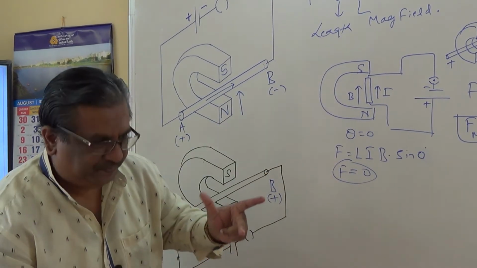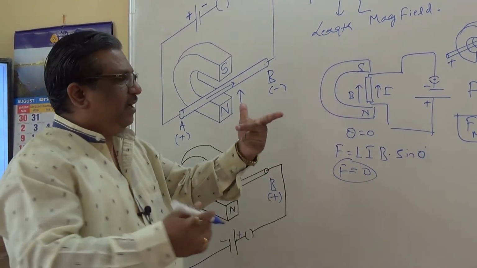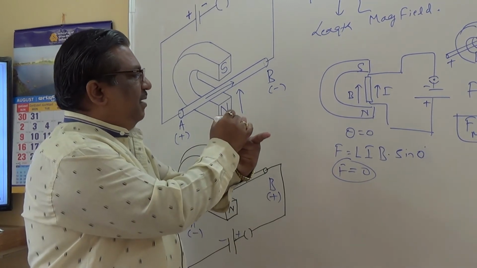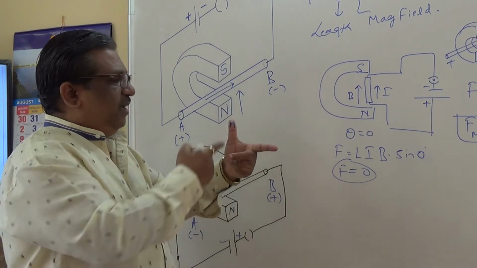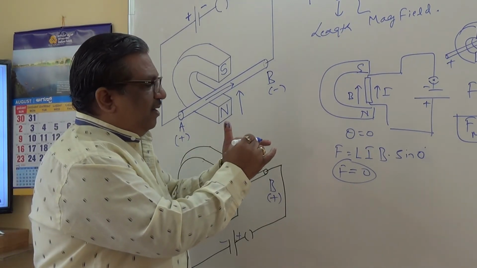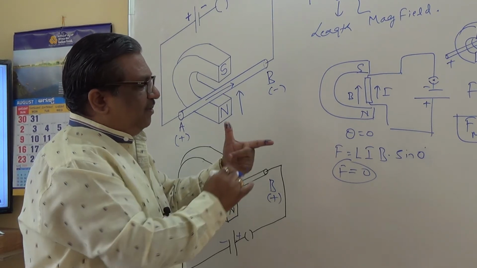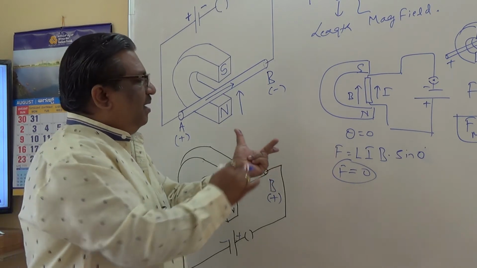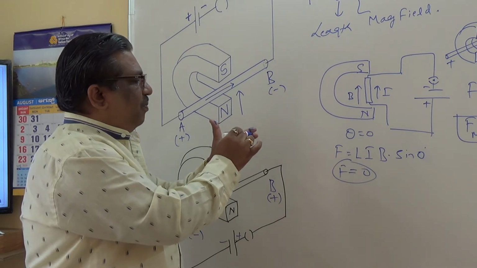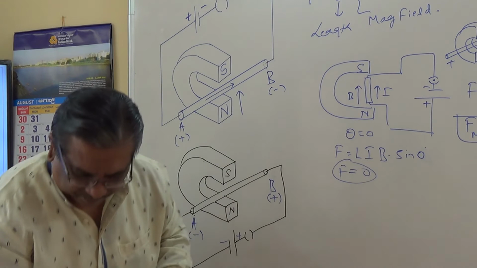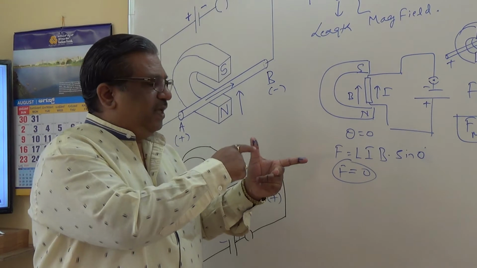In that case, I am marking some important thing here. Thumb indicates M, motion, and the index finger should be pointed towards the field. Middle finger should point towards the current. So you should remember MFC.